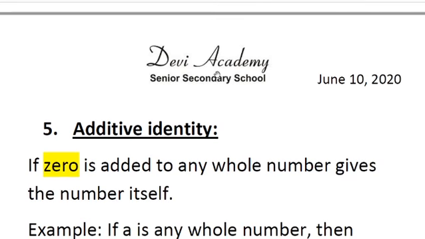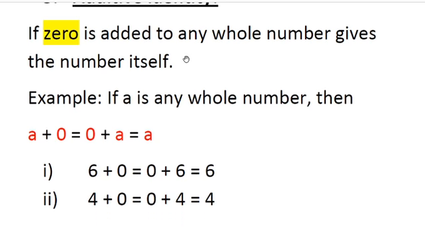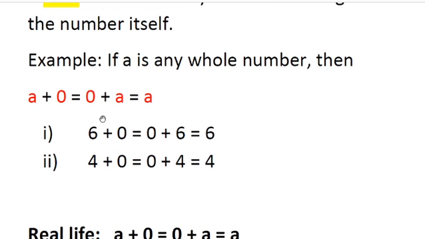So students, let us move to the last property, that is additive identity. Whenever you think of additive identity, identity means 0. If 0 is added to any whole number, then the number will be the same. You know very well, adding a number with 0 will be the same. So additive identity is nothing but A plus 0 will be A, and vice versa, 0 plus A is equal to A. For example, if you take 6, 6 plus 0 will be 6, and 0 plus 6 also will be 6.